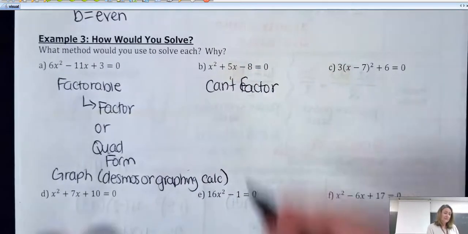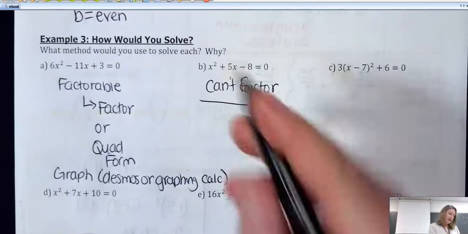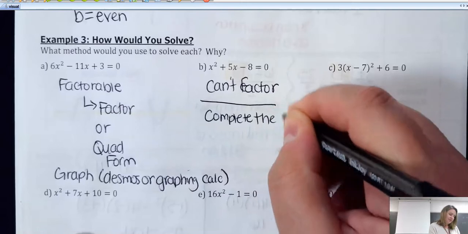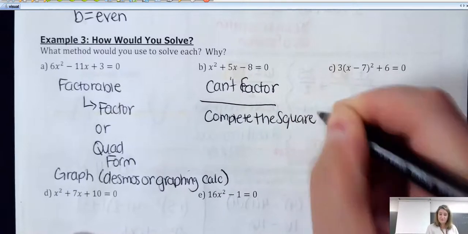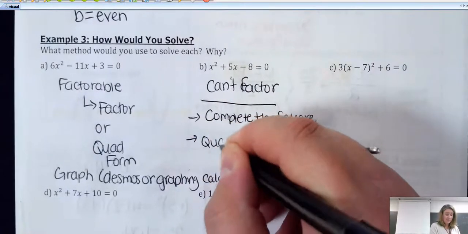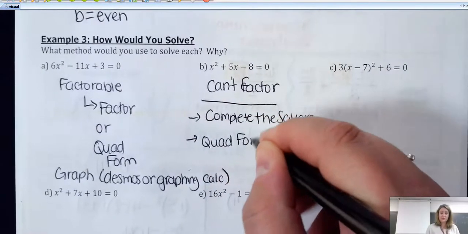Now, to be honest, this wouldn't be too bad. I could complete the square, but I would be dealing with a fraction because my b value is 5, but it would be an option. Or if this was me, I would probably do the quadratic formula on this particular question.